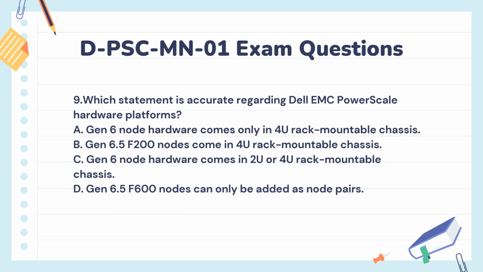Which statement is accurate regarding Dell EMC PowerScale hardware platforms? A. Gen 6 node hardware comes only in 4U rack mountable chassis. B. Gen 6.5 F200 nodes come in 4U rack mountable chassis. C. Gen 6 node hardware comes in 2U or 4U rack mountable chassis. D. Gen 6.5 F600 nodes can only be added as node pairs.